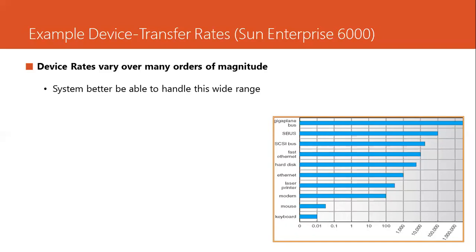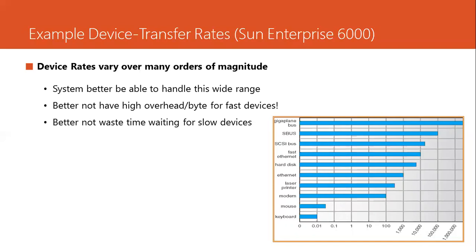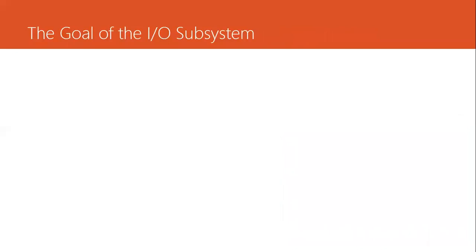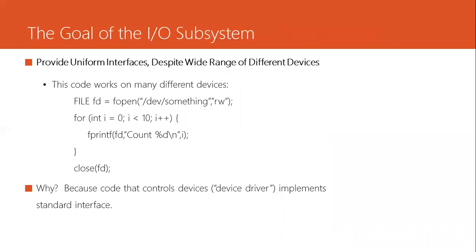So the operating system needs a mechanism that is able to handle this wide range of devices. The system has to minimize the overhead for fast devices and should not waste time waiting for slower devices, right? So the system had better be able to handle this wide range. Better not have high overhead for fast devices. Better not waste time waiting for slower devices. So what's the goal of the I/O system? It is simply to provide a uniform interface, despite the broad spectrum of devices that have different requirements.